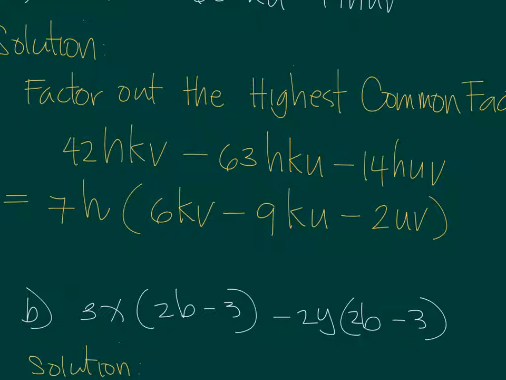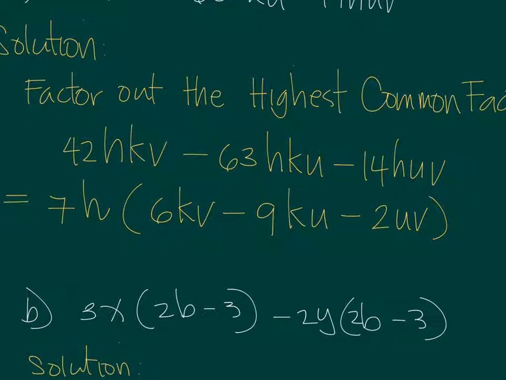Once you have factored out the 7H, it is just a matter of dividing the terms by the highest common factor. Taking 42HKV, if you divide that by 7H, 42 divided by 7 is 6. The H will cancel and you have KV left with a 6. For the minus 63HKU, 63 divided by 7 is 9. H will cancel and then you have KU with the 9. For 14HUV, 14 divided by 7 is 2. Again, H will cancel, and then UV will be with the 2.